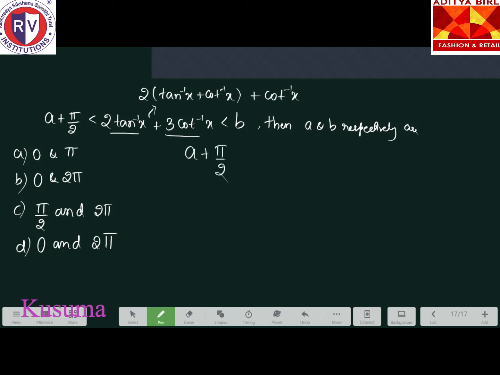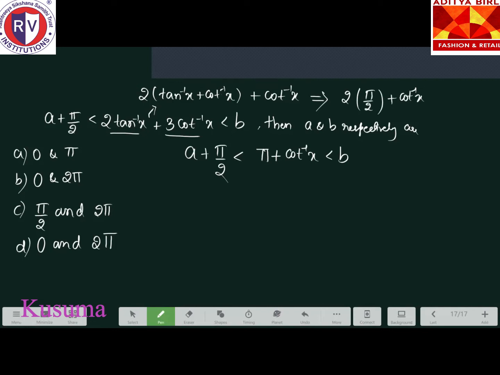So this will be a plus pi by 2 less than pi plus cot inverse x, which is less than b. You got to know how we got this? Because tan inverse x plus cot inverse x is equal to pi by 2, this will be 2 into pi by 2 plus cot inverse x. So 2 into pi by 2 is pi, so the middle term will be pi plus cot inverse x.